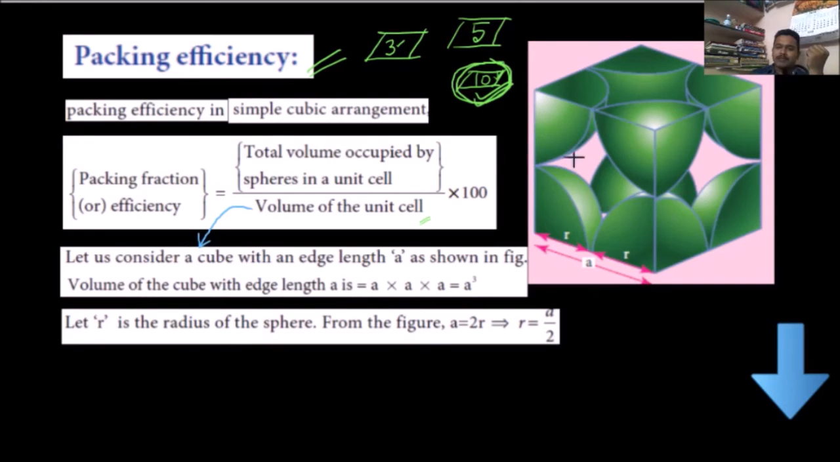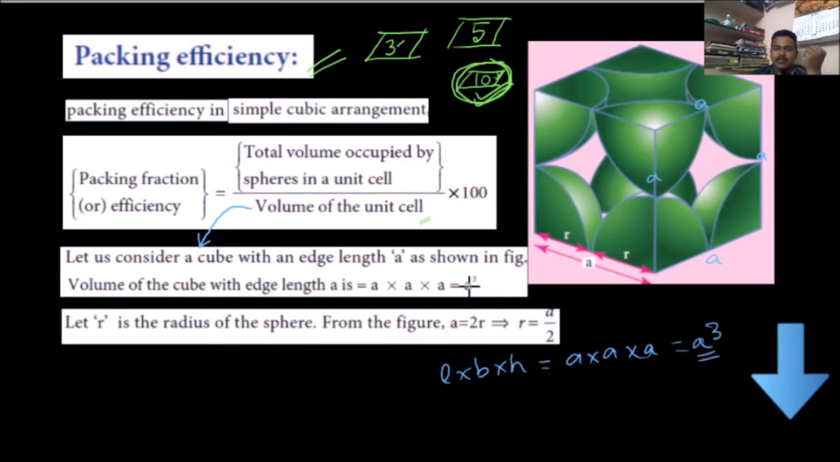This is a simple cubic unit cell. All the corners are occupied. All the edges are equal, so throughout the chapter the edge length will be A only. When you are talking about the volume, what is the formula? Volume is L into B into H. Here all are equal, so A into A into A, A cube will come. We know this thing.